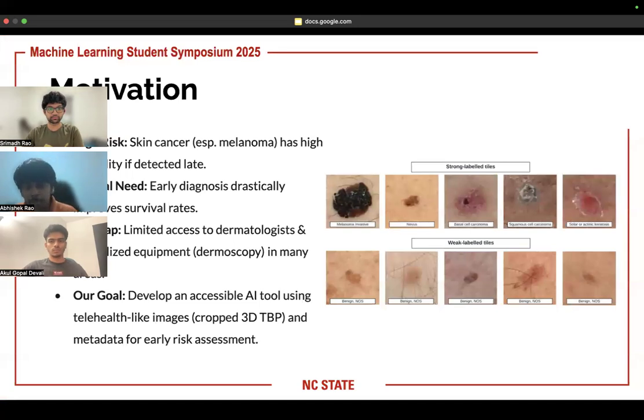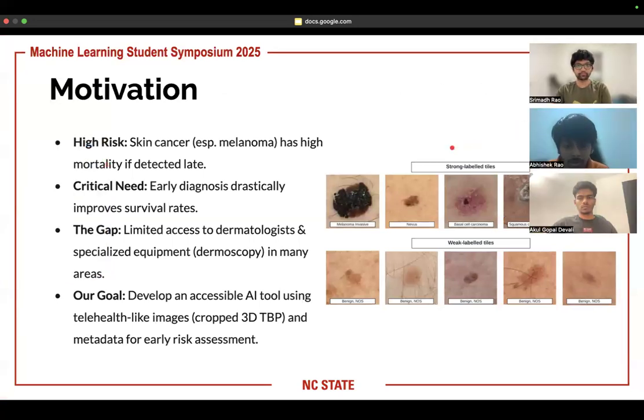Skin cancer, especially the type called melanoma, has a high mortality rate when it is detected late. So early diagnosis can improve the survival rate. However, there is a gap. Access to dermatologists and specialized equipment is limited in many areas. Our goal is to develop an accessible AI tool so that we can easily detect skin cancer as early as possible.